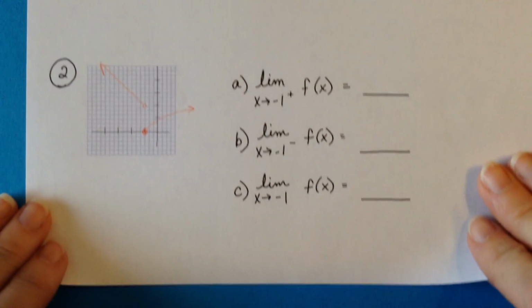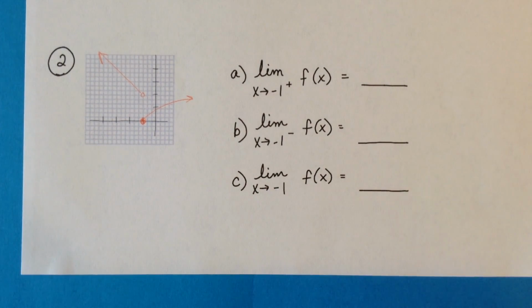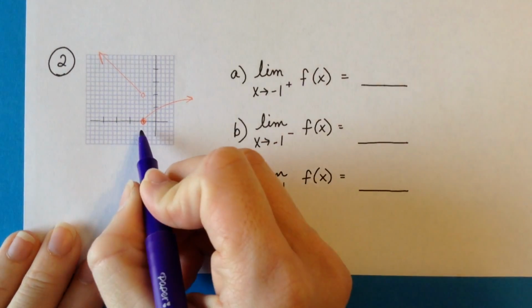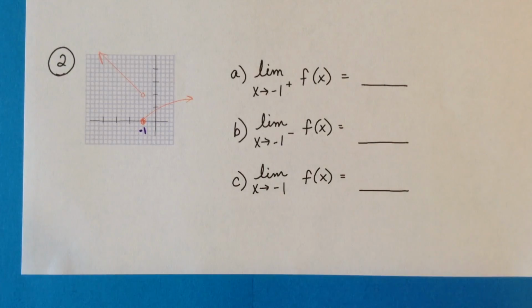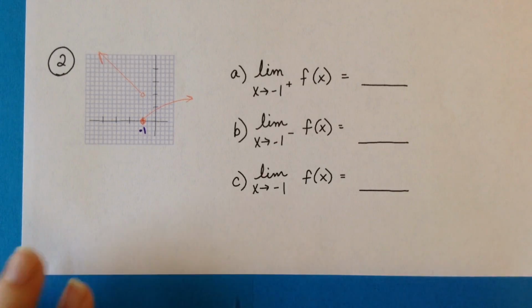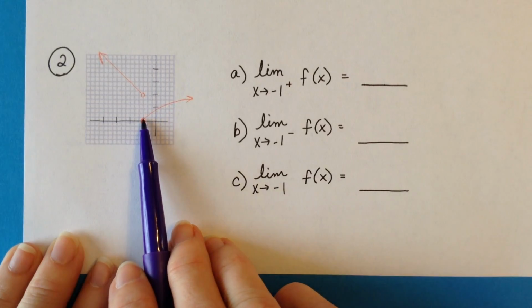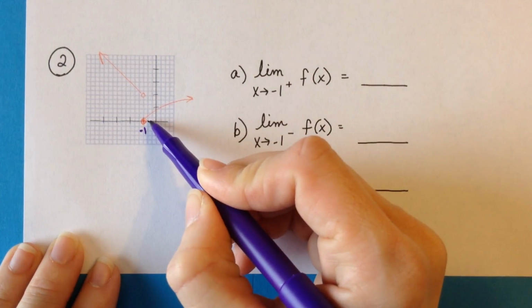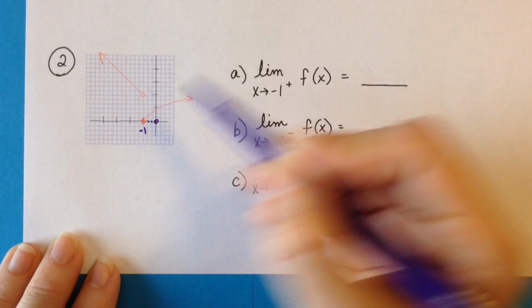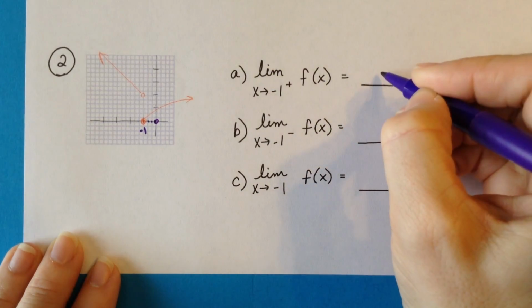Okay, next example. Same three questions, of course, different graph. This time, the x value that we are approaching is -1. So here's my -1. We're looking, first of all, at the limit as x approaches -1 from the right-hand side. If we follow the graph here, as we get closer and closer to -1, the y value that we're approaching is a y value of 0.